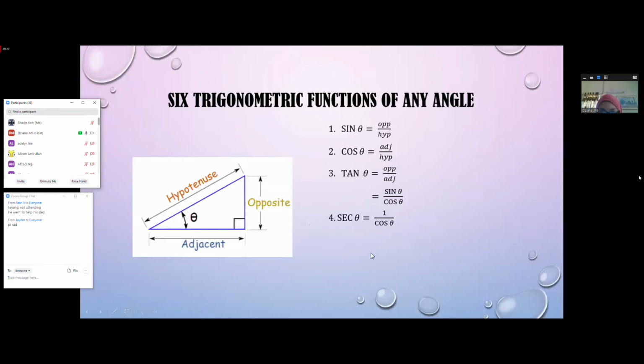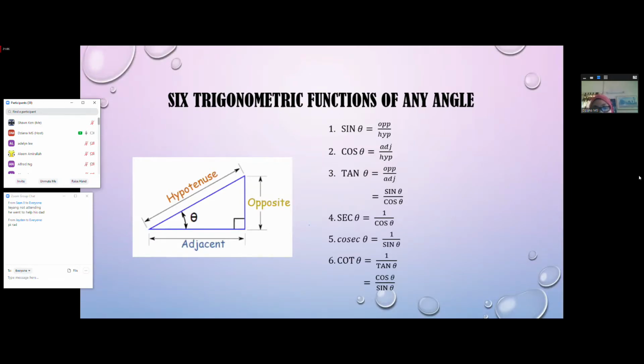So the fifth one is cosecant theta. Cosecant theta is equivalent to 1 over sine theta. If this one is C, then the answer must start from S. It's always opposite. Cosecant theta is 1 over sine theta. And the last one is cotangent theta, which is 1 over tangent. Since tangent is sine over cos, cotangent theta is the reverse, cos over sine.